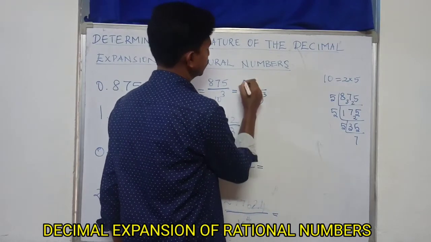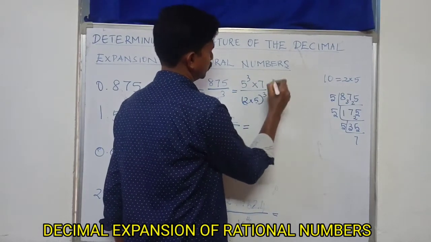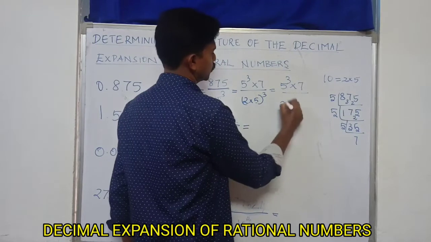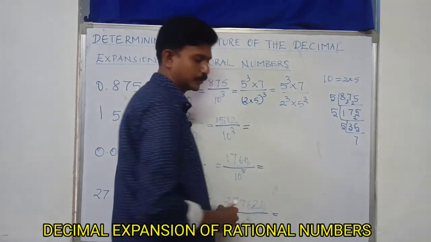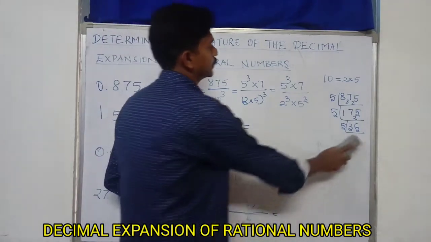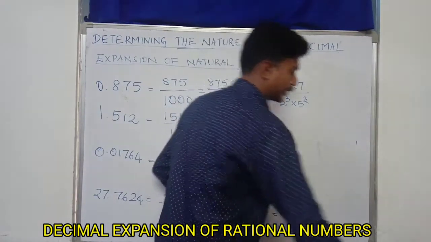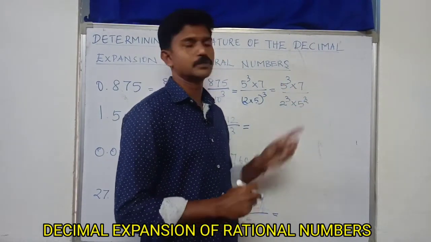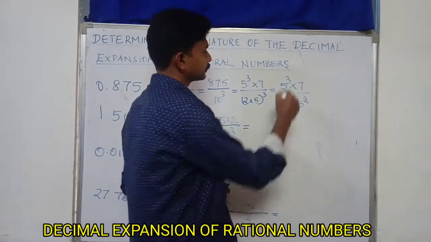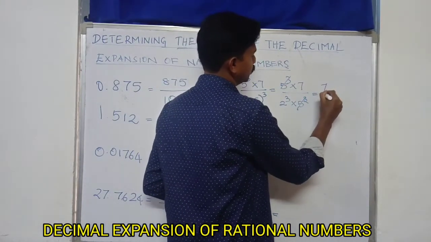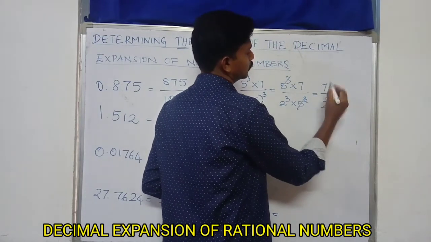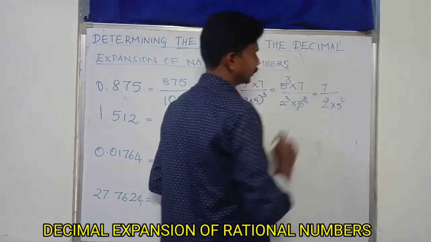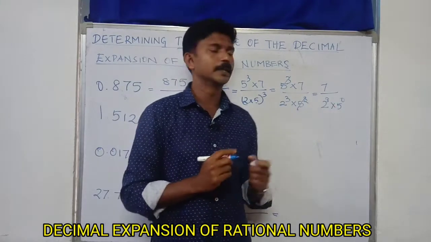So we can write 5 cube into 7, which is equal to 5 cube into 7 divided by 2 cube into 5 cube. So we can erase this. And if you see that after factorizing it, 5 cube and here also 5 cube is there. So we can cancel. What is remaining? 7 upon 2 cube. This we can write as, or else we can write as, 5 raised to the power 0 also we can include. I'll tell you why I have included that.